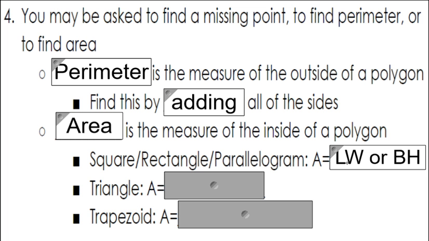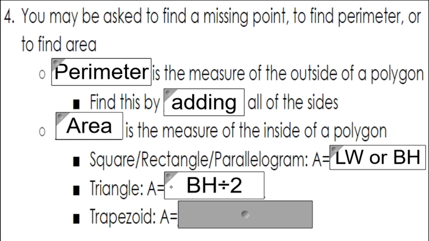What about a triangle? Base times height divided by 2. Sometimes you see it as times 1/2, but to me it's always easier just to divide by 2. So base times height divided by 2.